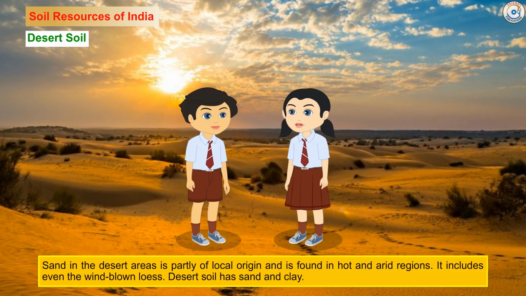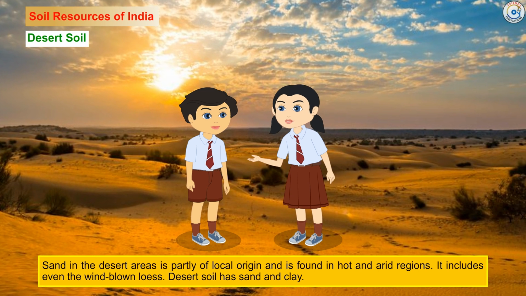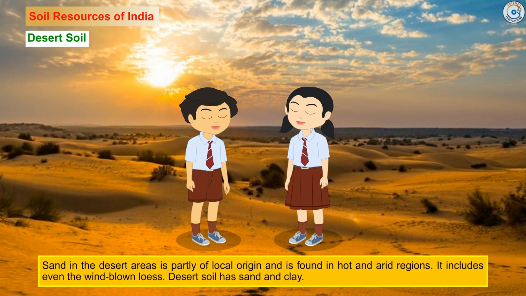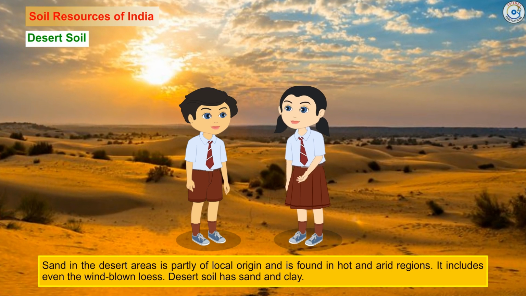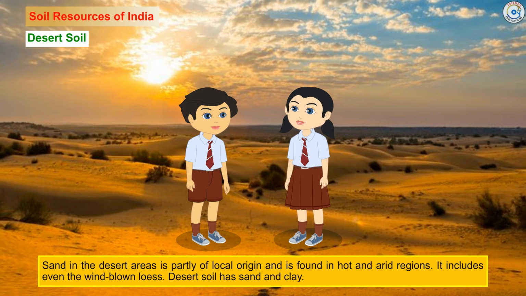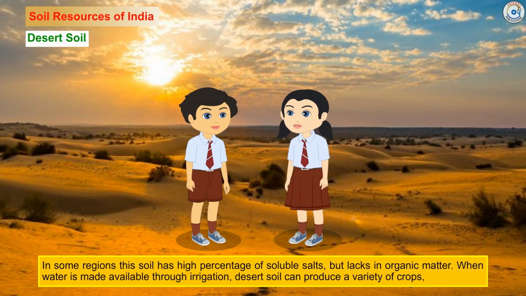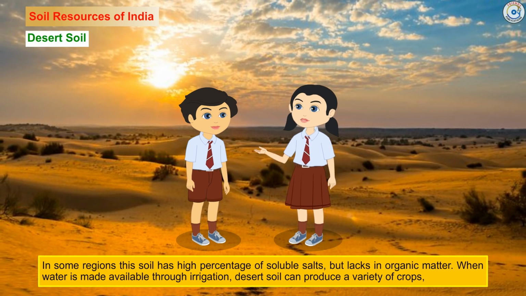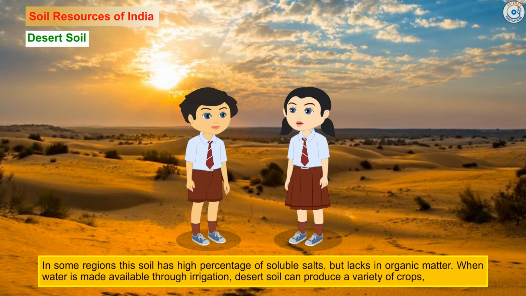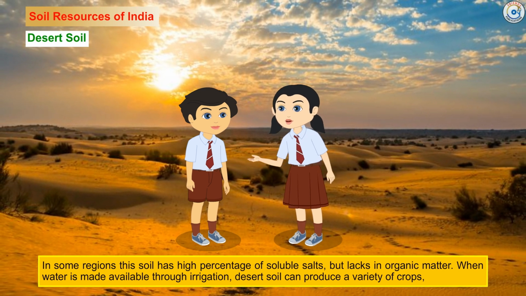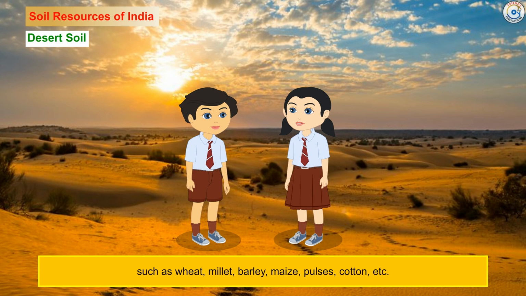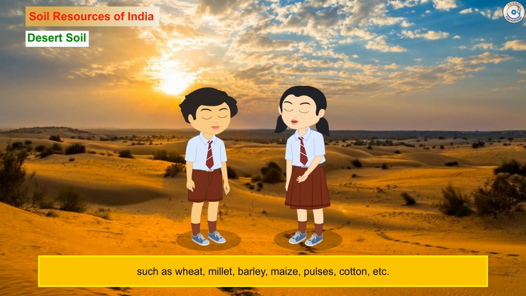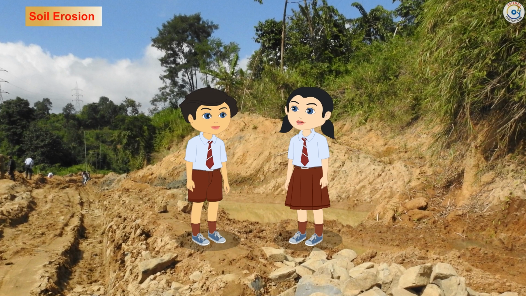Desert soil. Sand in the desert areas is partly of local origin and is found in hot and arid regions. It includes even the wind-blown loess. Desert soil has sand and clay. In some regions, this soil has high percentage of soluble salts but lacks in organic matter. When water is made available through irrigation, desert soil can produce a variety of crops such as wheat, millet, barley, maize, pulses, cotton, etc.